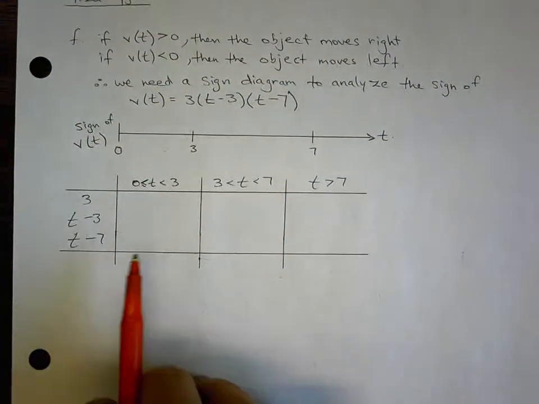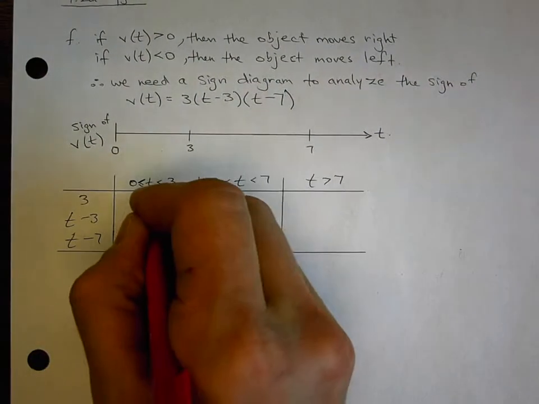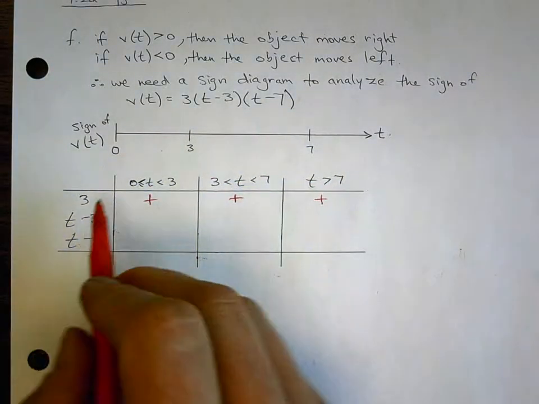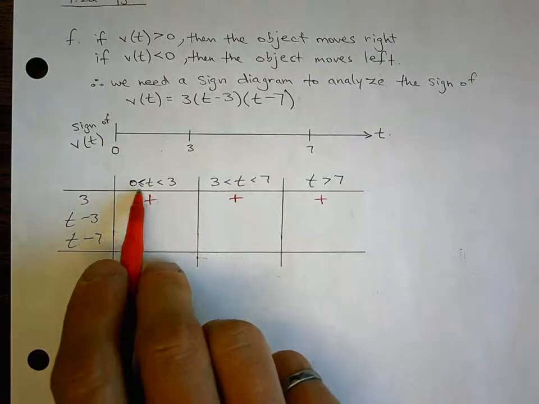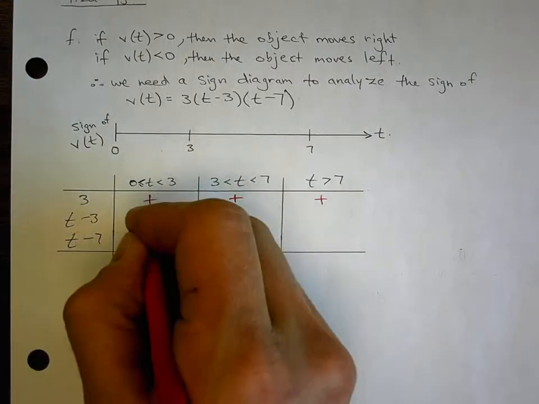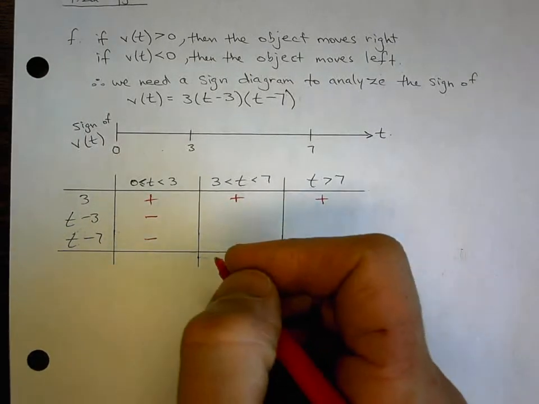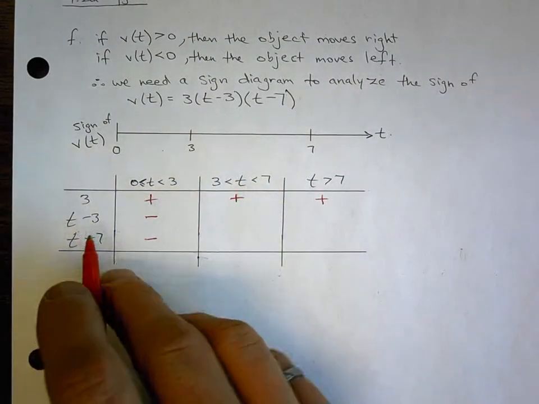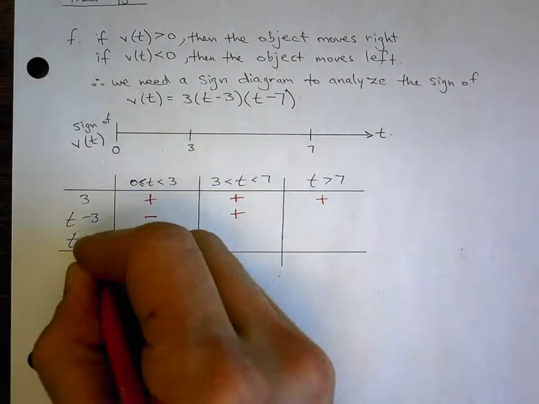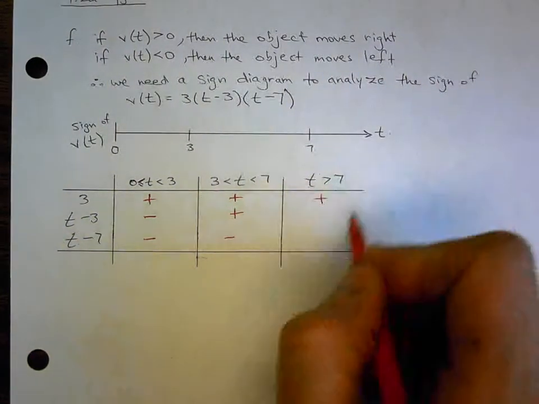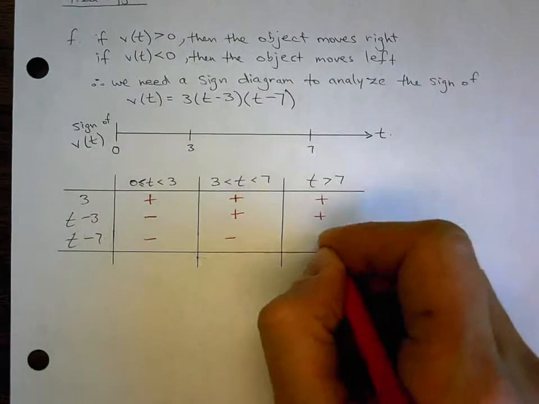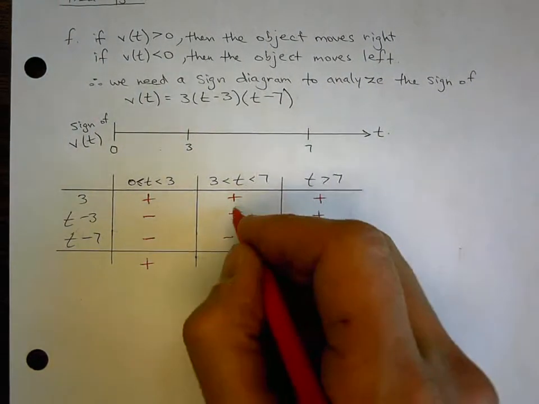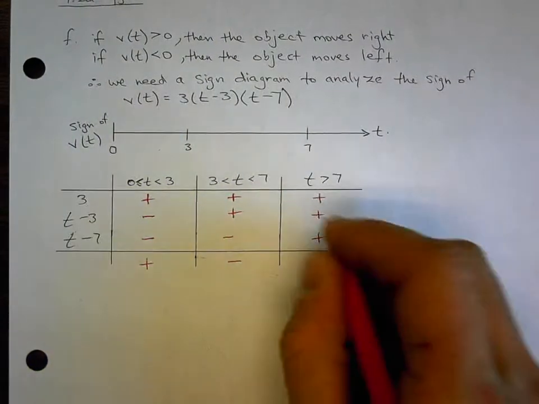Okay, so choose at 3. Well, 3 is always going to be positive no matter which of these sections I'm looking at. Okay, what about a number between 0 and 3? So say 1, well, that's going to be negative here. What about if I choose a number between 3 and 7? Okay, say 5. So 5 minus 3 is positive. 5 minus 7 is negative. Finally, if I choose a number greater than 7, say 8, I get a positive and a positive. So the product is positive.